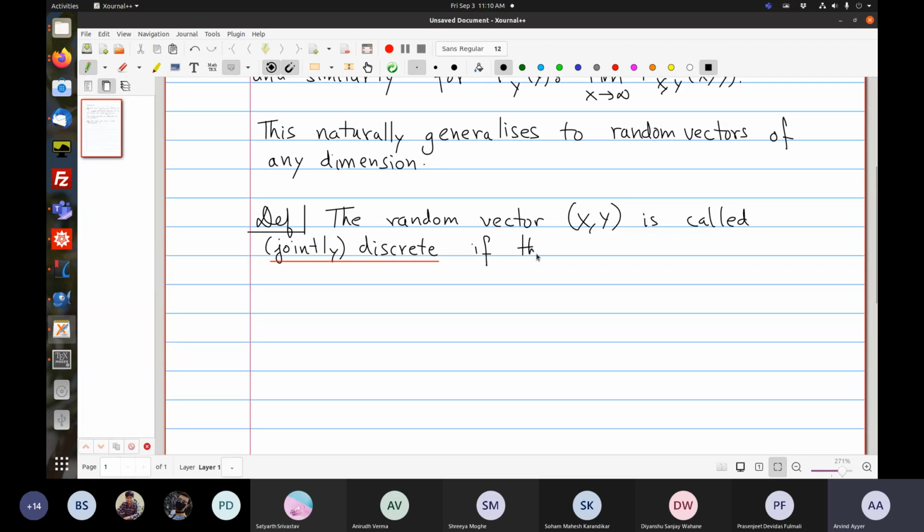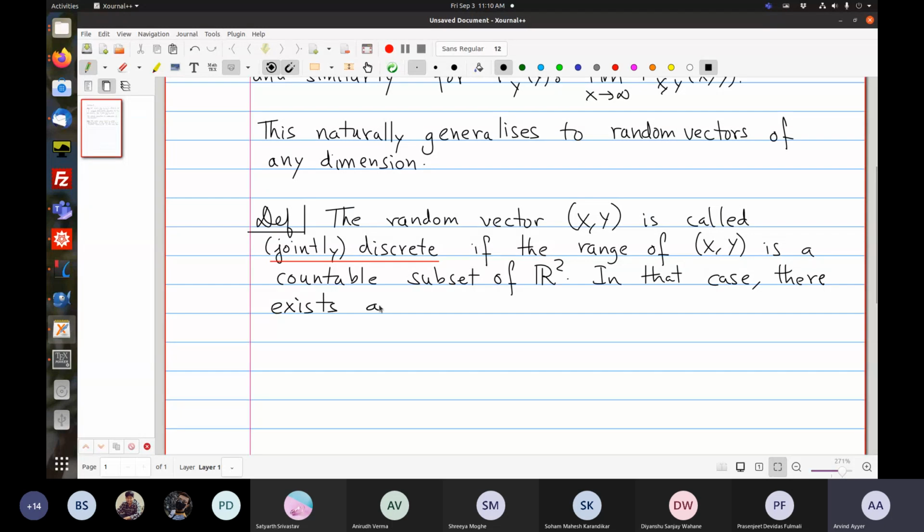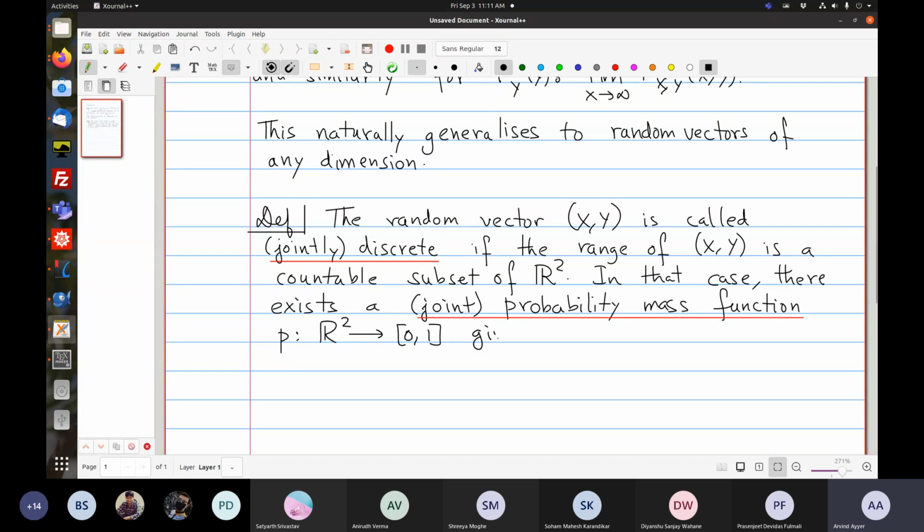If the range of (X, Y) is a countable subset of R2, in that case there exists, again, a joint probability mass function P from R2 to [0, 1] given by P of (x, y) is the probability that X equal to x and Y equal to y.